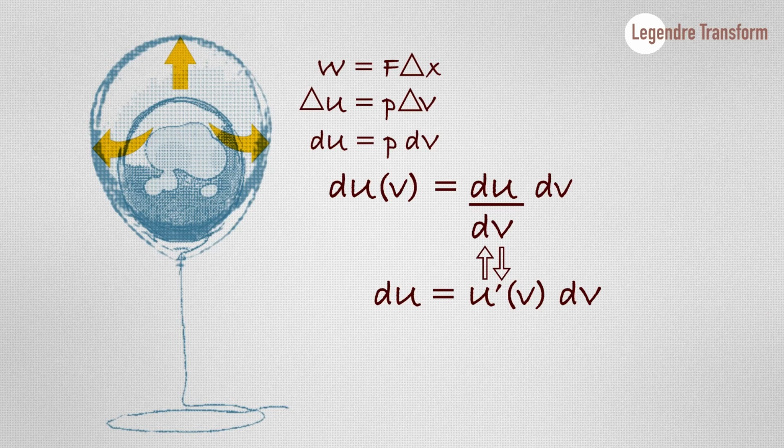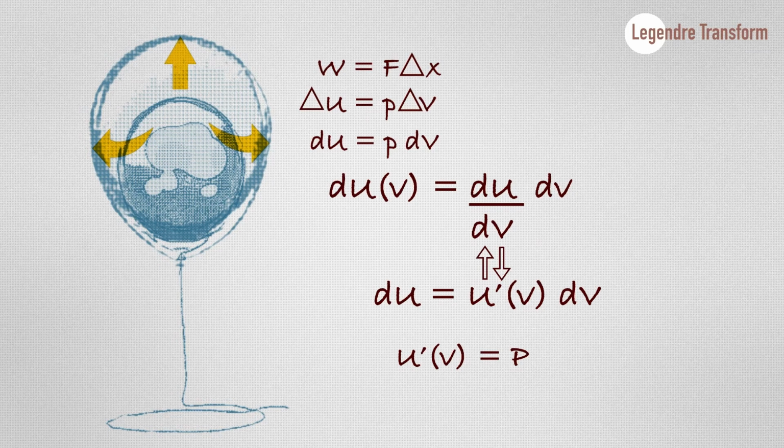From the idea of work, we see that this and this must match. These two things must match because they occupy the same position in an identical equation. And so u prime, the first derivative of volume, is equal to p. Now, why is that so great?